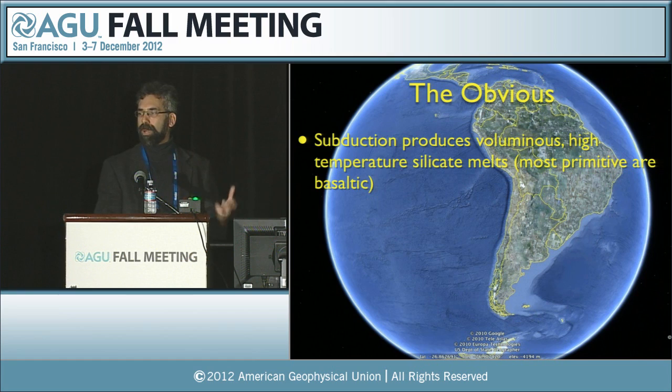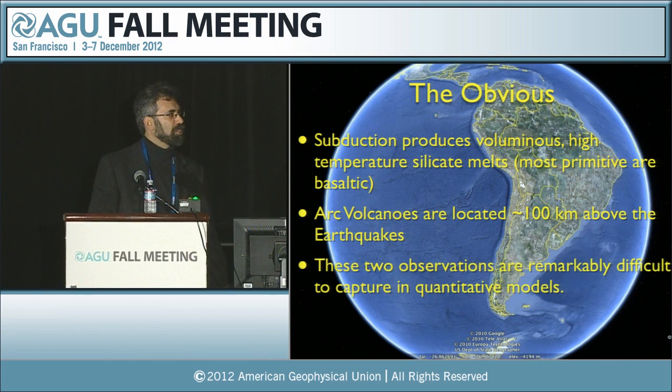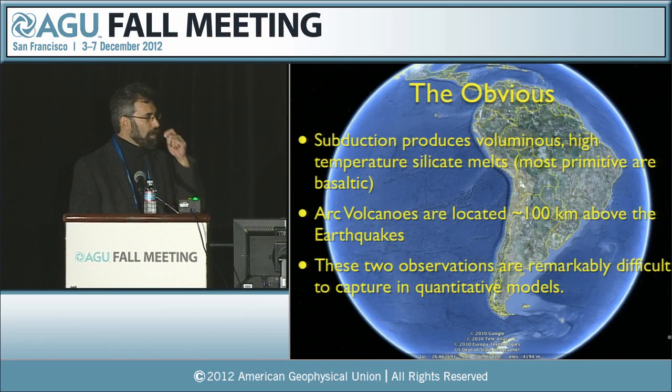This puts a pressure-temperature constraint on the subarc mantle. The second, which Tim has already talked about, is that pretty much independent of what you put down there, they all come up in the same place. The arc volcanoes are located about 100 kilometers above the earthquakes. We've known this for a long time. What's less obvious is just how hard these two observations are to capture in a quantitative model. What I want to talk about today is why I think that is and what we need to change to maybe make this better, because I think this is the signature of what subduction does.